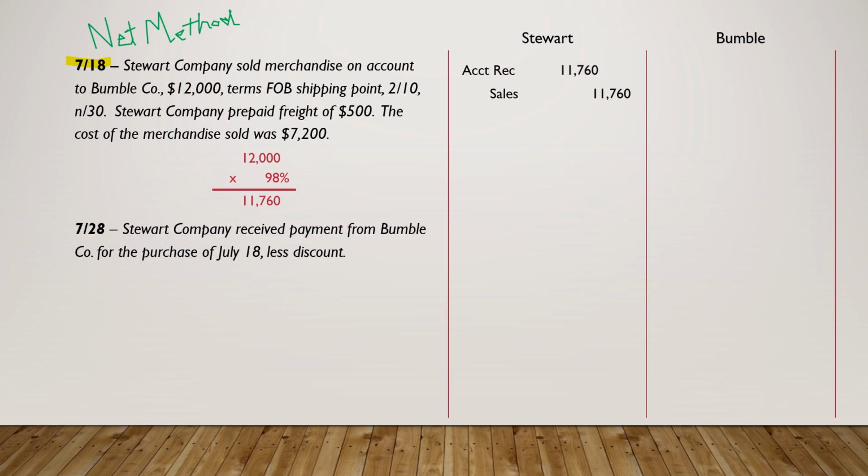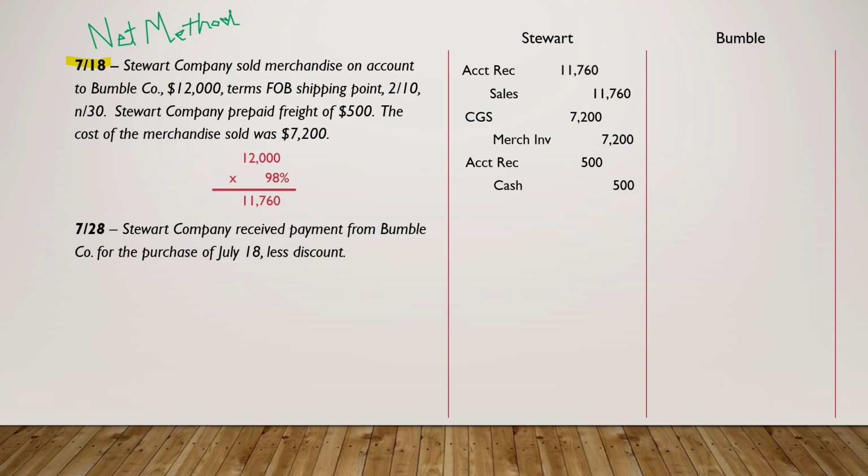Expense the merchandise off the books as usual with a debit to CGS and a credit to merchandise inventory. Prepaid freight also receives the same treatment as in the previous scenario. Credit cash for the amount paid to the delivery company, and debit AR for the amount to be repaid from Bumble.